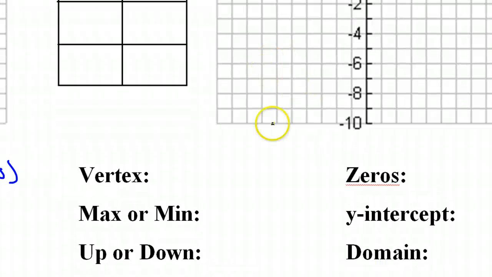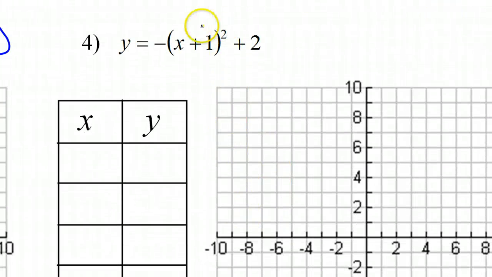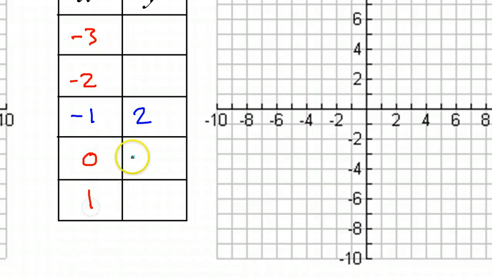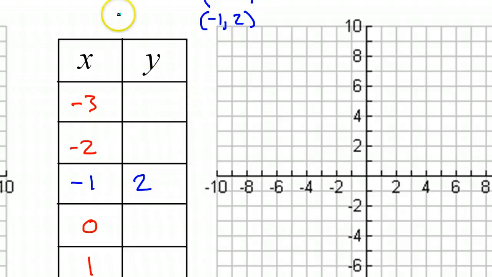Alright, one more. Problem number 4. Again, at a glance, we know the vertex. It'll be the opposite of this one, and then we just keep that one. So the vertex is going to be -1, 2. Okay, so we'll put that right in the middle. -1, 2. The y values, going less than -1, that means -2 and -3. Going greater than -1, that means 0 and 1. Okay, we could even graph the vertex at -1, 2. So here's -1, 2.